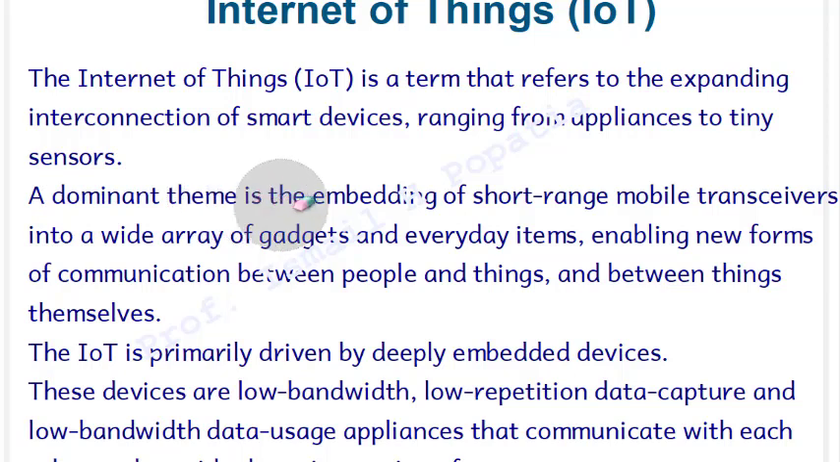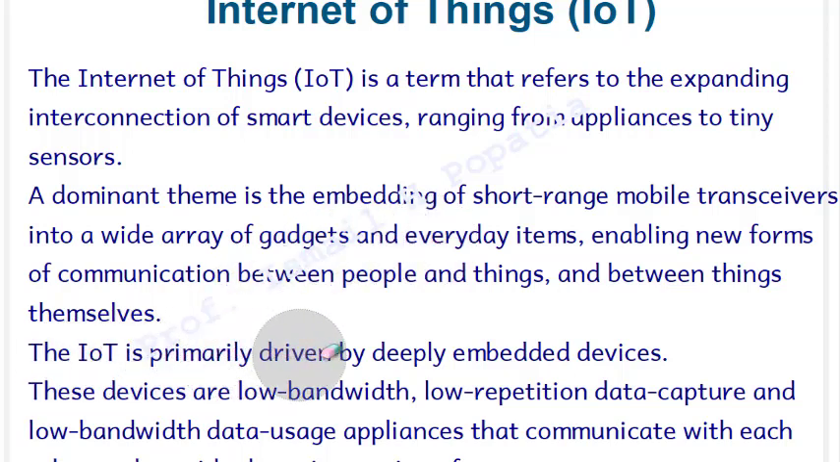A dominant theme is the embedding of short-range mobile transceivers into a wide array of gadgets and everyday items, enabling new forms of communication between people and things, and between things and things. So here we have short-range mobile transceivers, transmitters and receivers, in a variety of gadgets which we use in everyday life. We are connecting the devices, the sensors, to the internet and controlling their behavior through the internet.